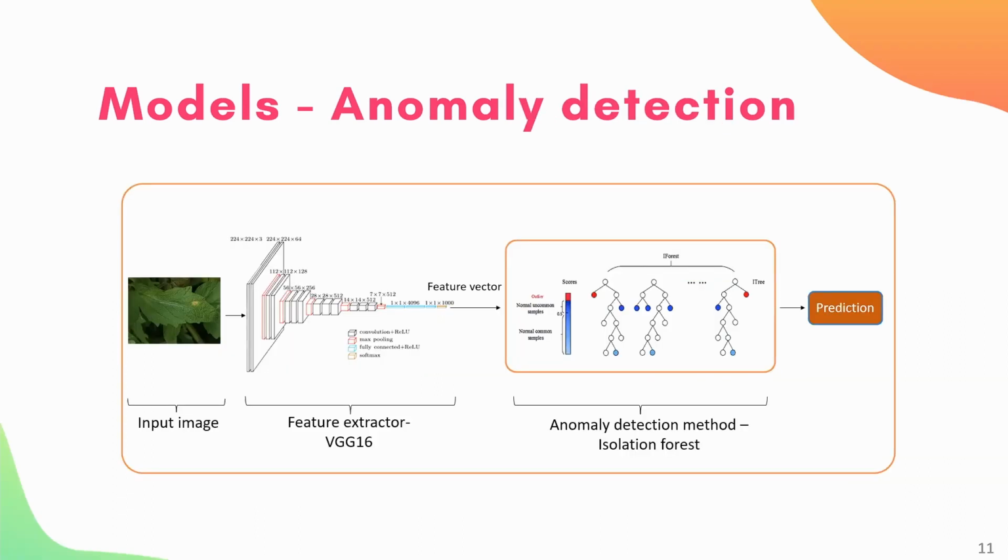Okay, next, we have the flow of the anomaly detection model. There is a VGG16 model and an isolation forest. The input is one leaf image. The VGG16 will give you a feature vector of 1,000 entries.